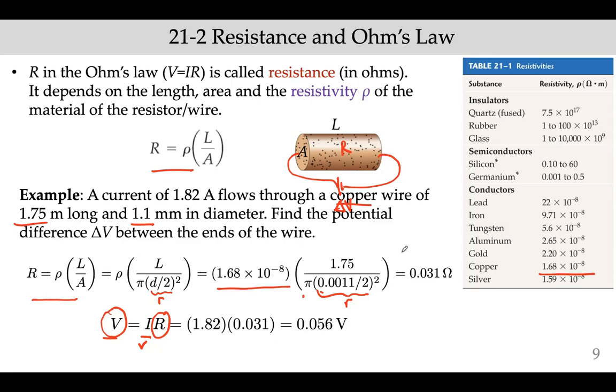When you do this calculation, it turns out that the resistance of this resistor is 0.031 ohms. Now we can plug this in here. We already know the current, which is given in the problem. So multiply the current by the resistance, and you will find the voltage difference that's applied to this resistor or wire.